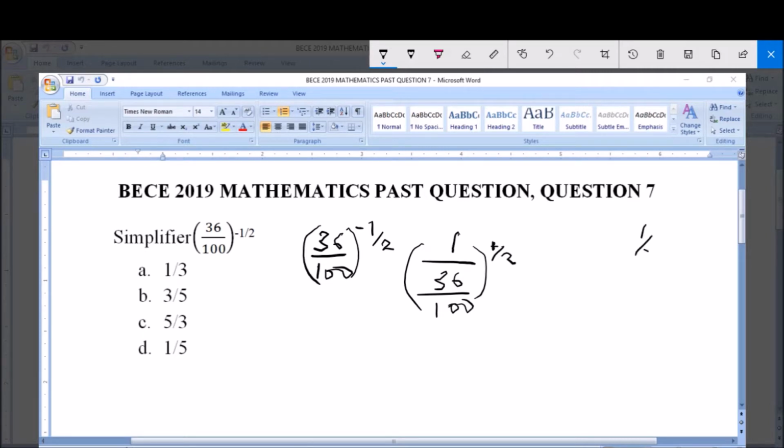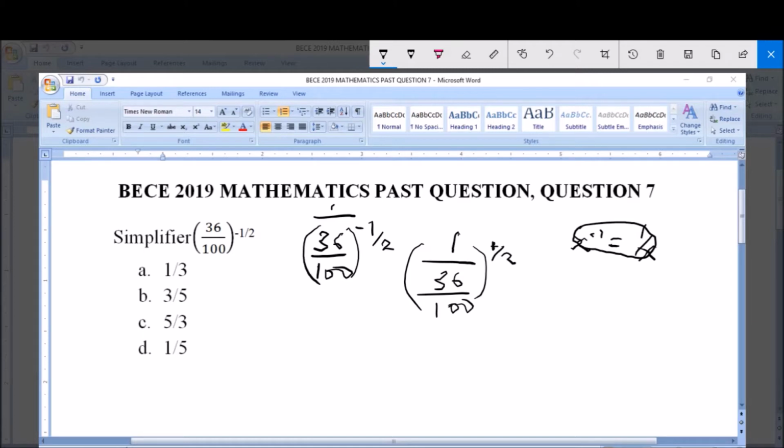1 over that number. Take for instance x raised to the power of minus 1. This simply means 1 over x. That's what this negative sign simply means. But now we have (36/100) raised to the power of minus 1/2. So this simply means 1 over this number raised to the power of half.